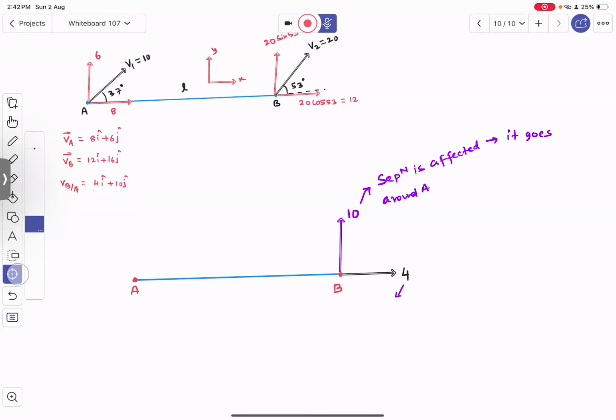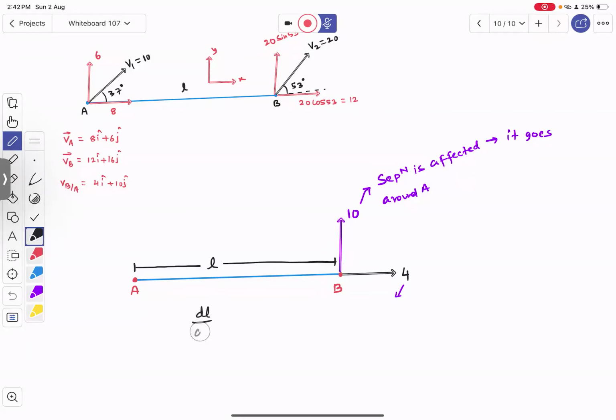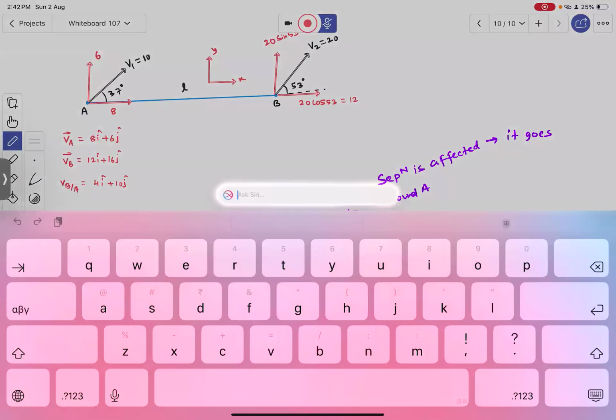So think only this black component is present, and the purple one is not there at all. If only the black one is present, then I have a case where B is moving away from A with how much? 4. So what must be the rate at which the separation between them is changing? You can totally find out. So dL by dt is going to be equal to plus 4.